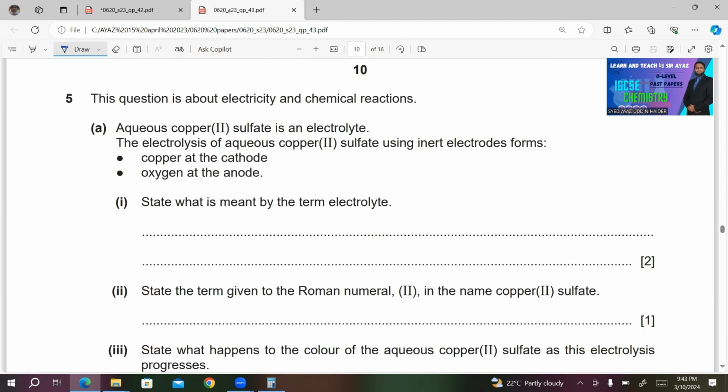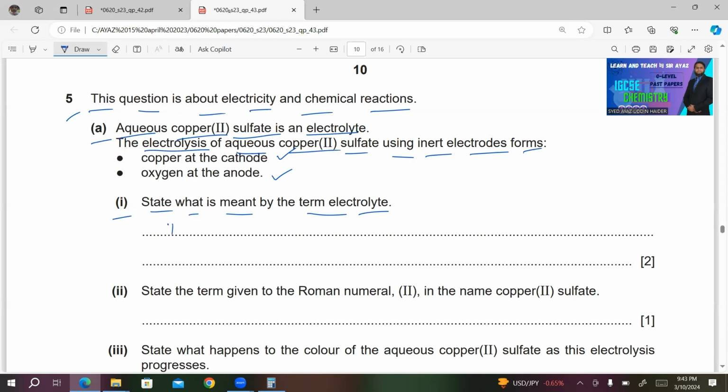Question number 5. This question is about electricity and chemical reactions. A. Aqueous copper 2 sulfate is an electrolyte. The electrolysis of aqueous copper 2 sulfate using inert electrodes forms copper at the cathode, oxygen at the anode. Number 1, state what is meant by the term electrolyte. Electrolyte is a liquid. It's usually ionic compound, either in molten state or in aqueous solution that conducts electricity.